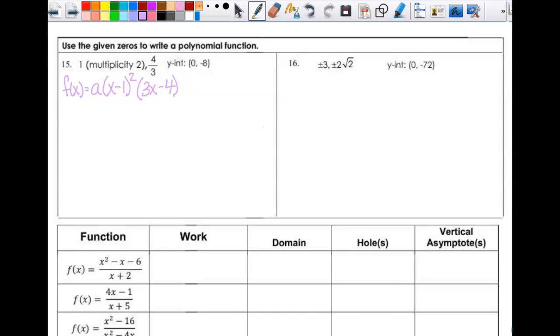So I have my y-intercept. I'm going to use that to find a. So negative 8 equals a times negative 1 squared times negative 4. So negative 8 equals a times, well, negative 1 squared is positive 1, so this is a negative 4. So that means a equals 2. So then my function is going to be 2 times x minus 1 squared times 3x minus 4.